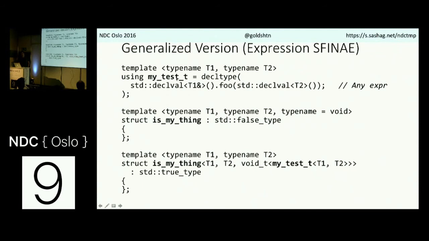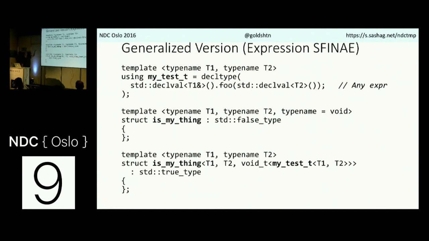Once we have that test, we just plug it into our skeleton. So the generic version of "is my condition true for a certain pair of types", the one over here, takes T1 and T2 and that dummy void template parameter, and the specialization takes T1 and T2 and whatever void_t returns when invoked with my test, which is up there.